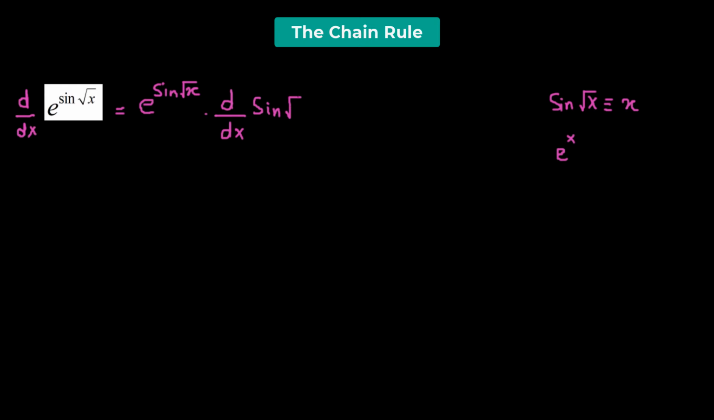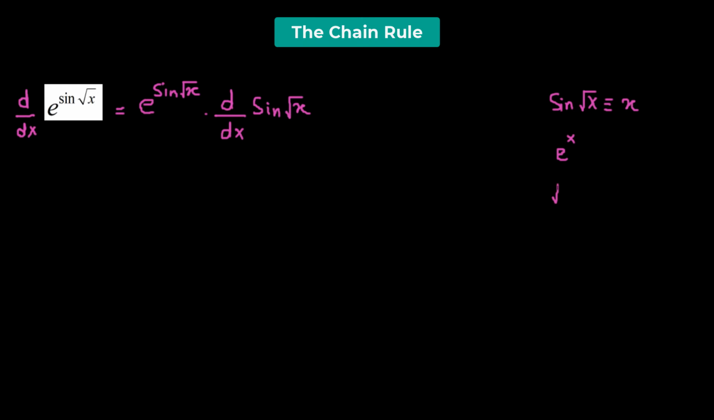So here we have the function e raised to the power sine of square root of x. Let's try to find its derivative with respect to x by using the chain rule. We're going to assume that sine of square root of x is equivalent to x, then we have e raised to the power of x. The derivative of the exponential function gives us the function itself. So we'll get e raised to the power sine of square root of x times the derivative of the assumption, which is sine square root of x.